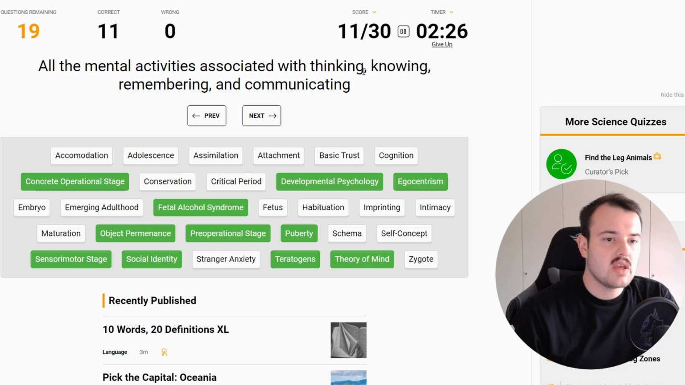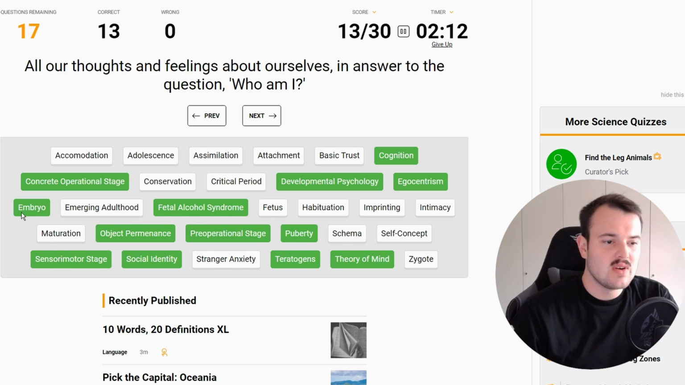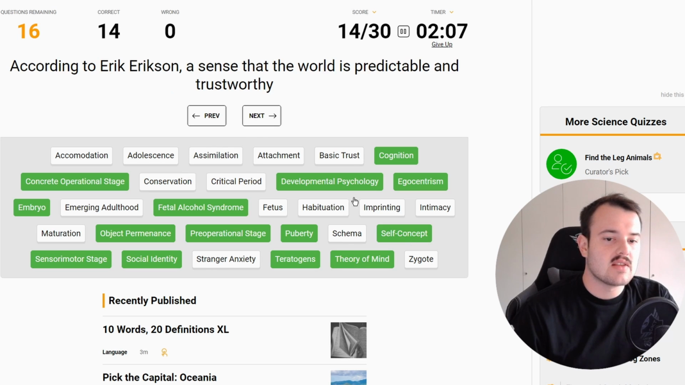All the mental activities associated with thinking, knowing, remembering, and communicating. That's just cognition, right? The developing human organism from about 2 weeks through the 2nd month, so we really need to start thinking about what these things are. This is going to be embryo, right? Or is it fetus, embryo, fetus, embryo? Yes. All our thoughts and feelings about ourselves, and the answer to the question, who am I? That's our self-concept.